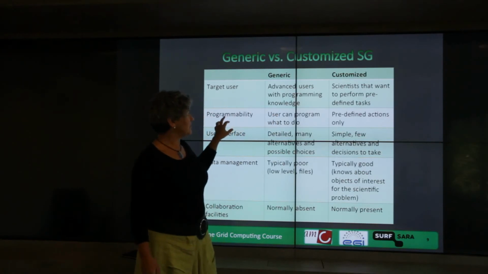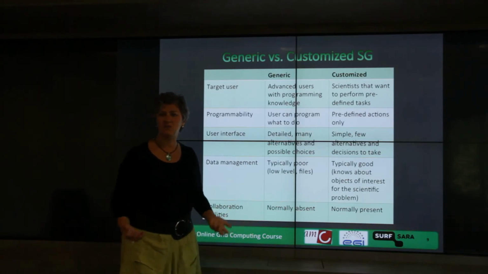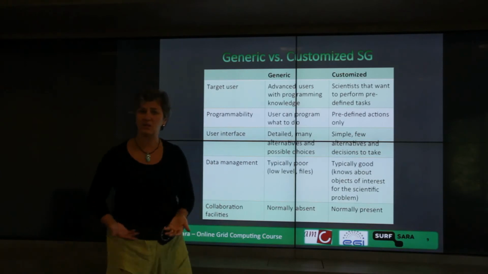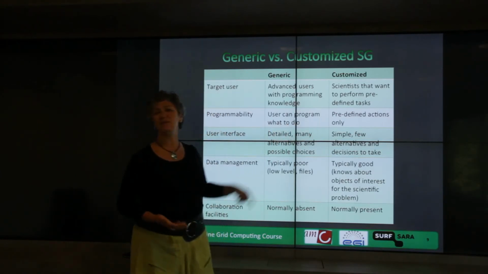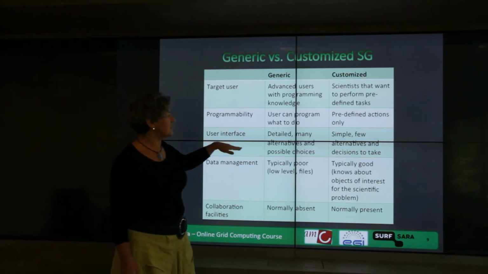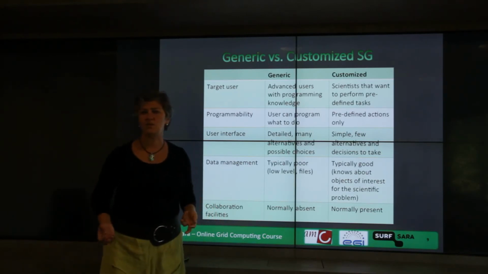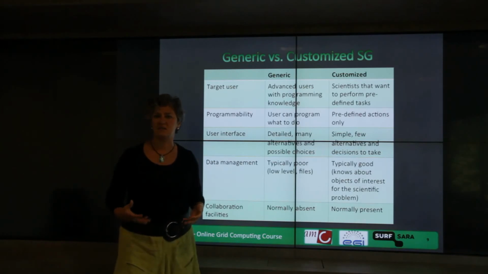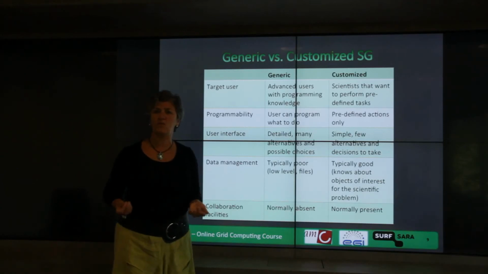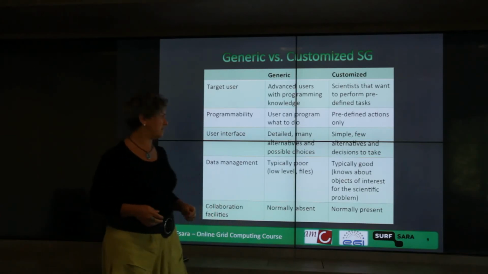So another difference that's very important is that the customized gateways only run predefined applications. So if you are happy with whatever somebody else put on the gateway for you, then you can use a customized one. If you like to program, then you need a generic one, and that's probably the case of people following this course. The user interface for the generic gateway is normally very, very detailed and has lots of options, and you're going to see that in the exercises. It has a lot of details because it can do lots of stuff, and you have to configure all that. In a customized gateway, you normally have to press one button and then you go.